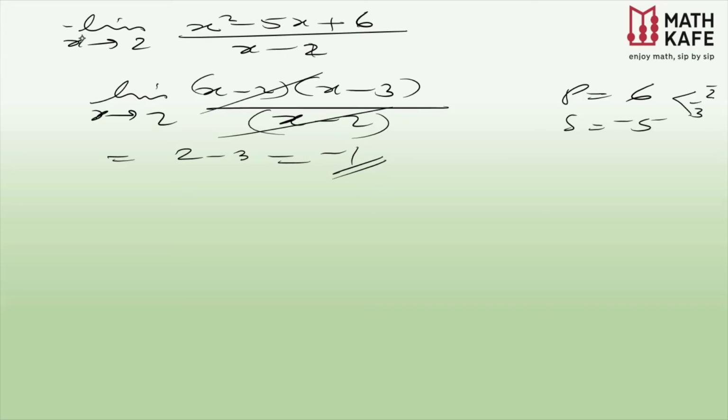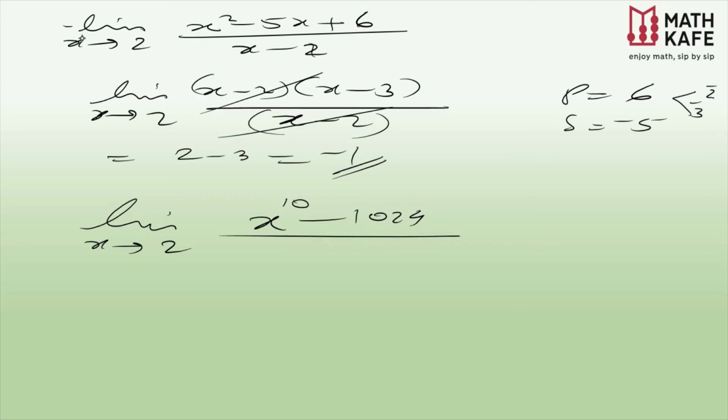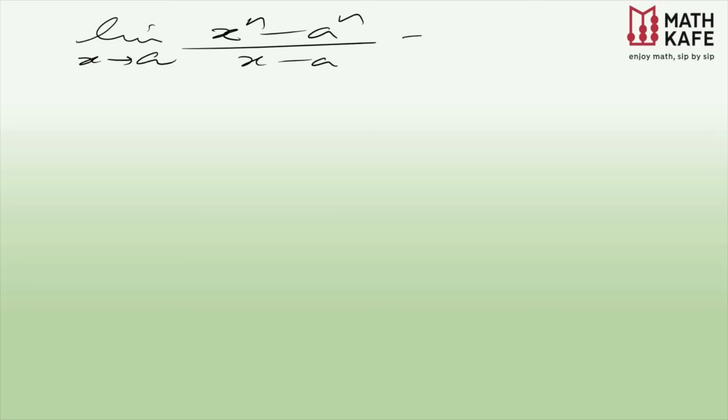This is one of the techniques, and this technique will not work everywhere. Let us see. I need to find limit x tends to 2, (x to the power 10 minus 1024) divided by (x minus 2). This can also be factorized, but it would take time, so I don't want to do that. Now, how will I do this question? For this question, we need to know another formula. That is the first point you should learn from this topic. We have a rule: limit x tends to a, (x raised to n minus a raised to n) by (x minus a), and this formula gives n into a raised to n minus 1.